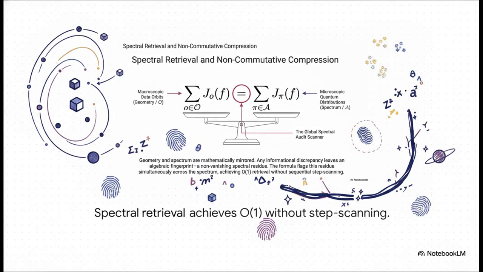Now check out the balance scale set up in this next equation. It maps the macroscopic data orbits on the left, the geometry, to the microscopic quantum distributions on the right, the spectrum. Here's the genius part. Any imbalance or informational discrepancy leaves a distinct algebraic fingerprint. This allows for O(n) retrieval. That means instant lookup, regardless of how massive your data size is, without any sequential step scanning. The formula just flags these discrepancies simultaneously across the entire spectrum.